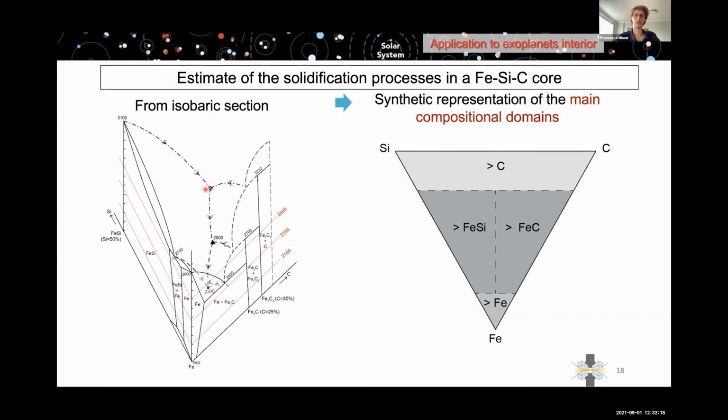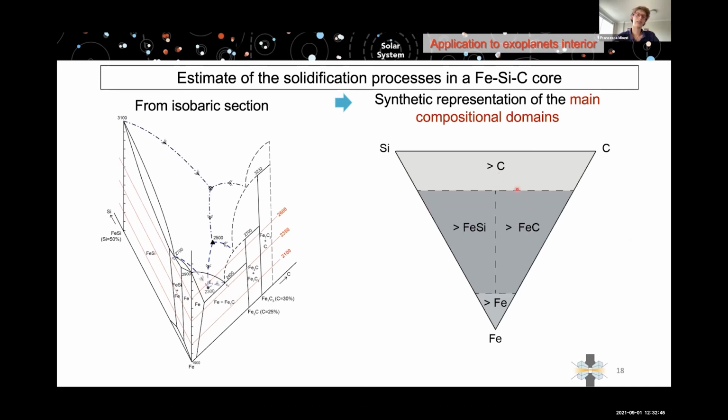So what is possible to see is that these 3 points create a kind of division in the phase diagram that separates a field in which FeSi will be the first phase to crystallize, a field in which some sort of iron carbide, so Fe7C3 or Fe3C, will be the first phase to crystallize, from a field in which we are in an iron-enriched composition, so iron would be the first phase to crystallize.